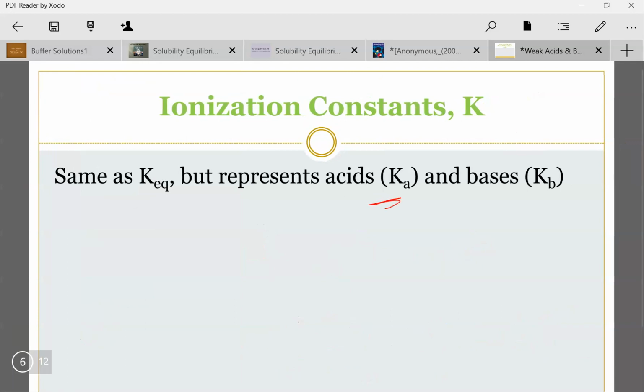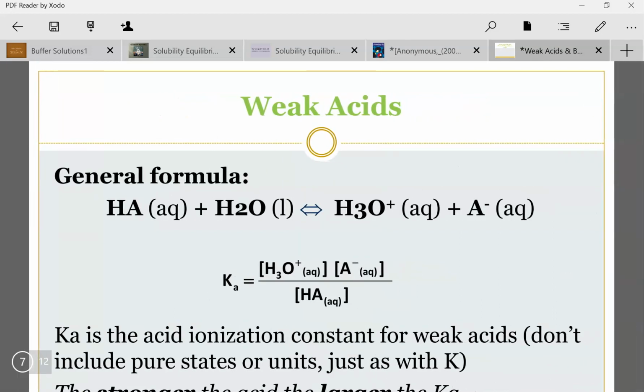Well, that's what we talked about. Ka means an acid, Kb means a base, but it's literally just a K. There's no difference there. And this looks like the general formula: H3O plus, A minus, HA. This is how we generally represent an acid and its conjugate base. It's something with an extra H plus that it can lose, and once it loses that H plus, we have A minus left over, which is this.